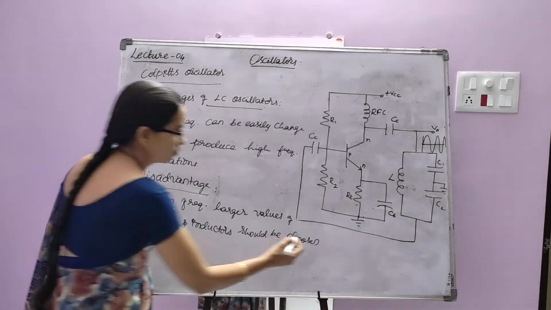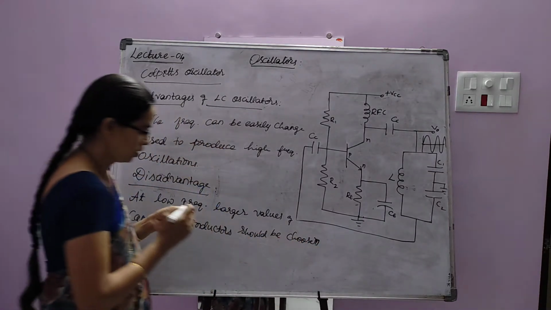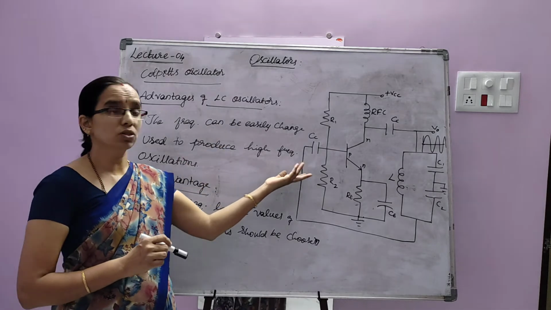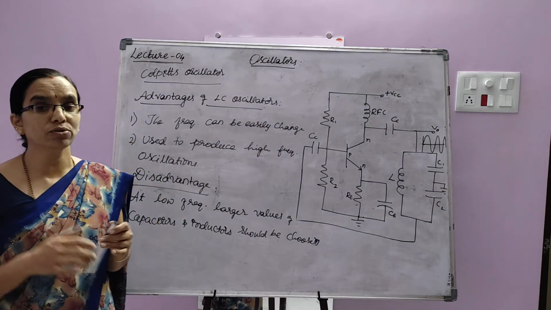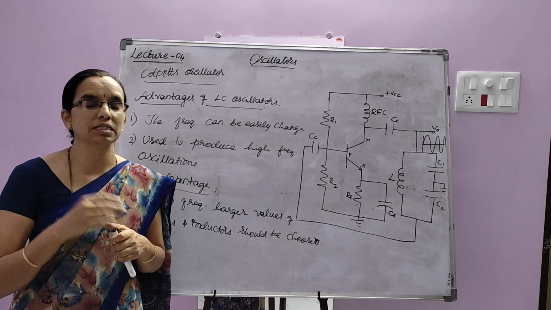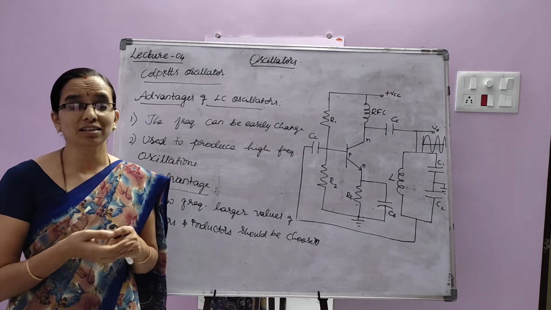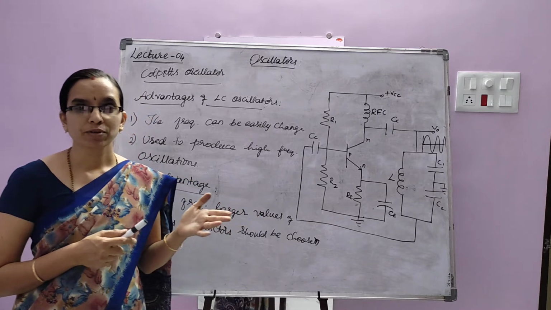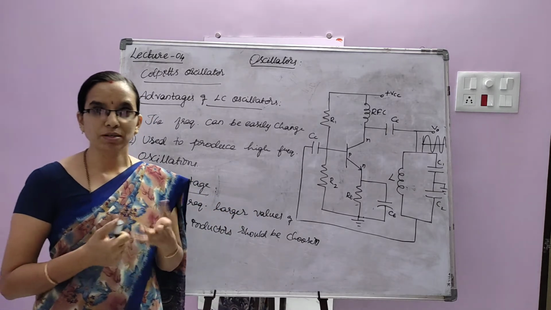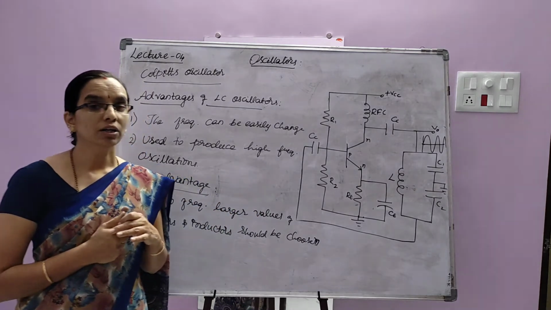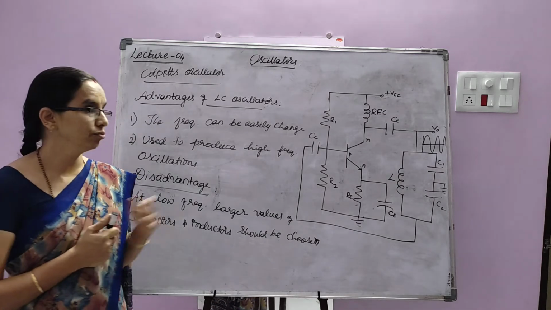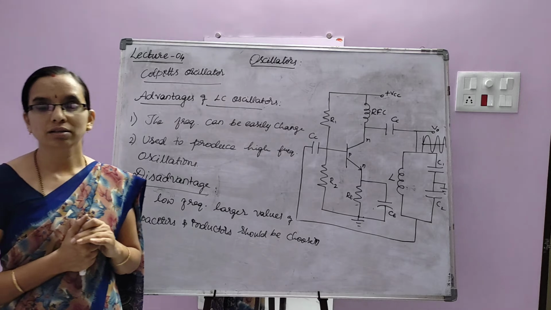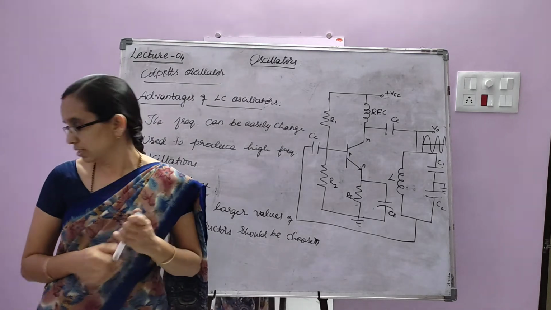So, to produce low frequency oscillations using an LC oscillator, you may have to choose larger values of capacitors and inductors, which may lead to the circuit being bulky. It's expensive too. So it is not advisable to use larger values of inductors and capacitors. Therefore, it is mainly used to generate high frequency components.